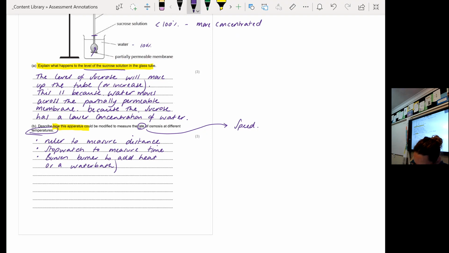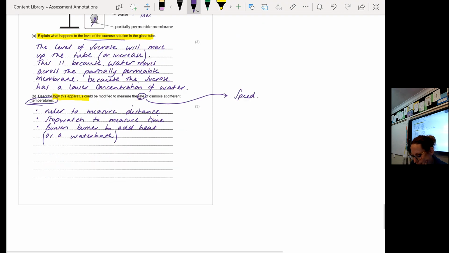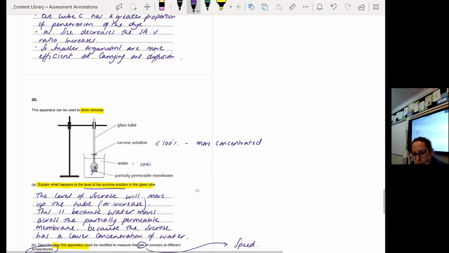It hasn't necessarily said that you need to keep it at a constant temperature. If it did say to keep it at a constant temperature, so for example, it was saying how could I modify or improve this method to keep it at a constant temperature, then I would say a water bath, okay? But that is how you answer that question, okay?